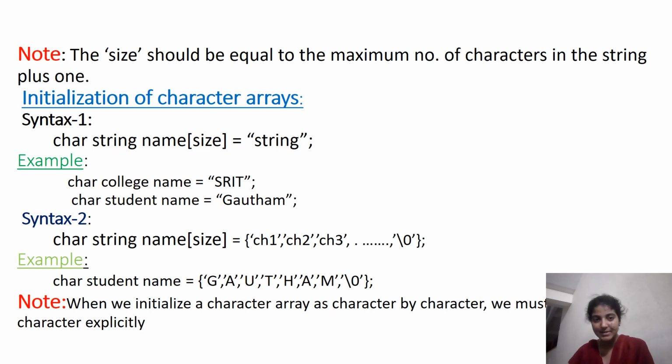Initialization of a character array. Syntax of initialization of character arrays is char data type, string name, and here we declared the string name with size 5, which is assigned a value in double quotations. An example: char college_name is the string name which we gave, and in double quotations SRIT we assign it to the declaration. Note, when we initialize a character array character by character, it is compulsory to add the null character explicitly.